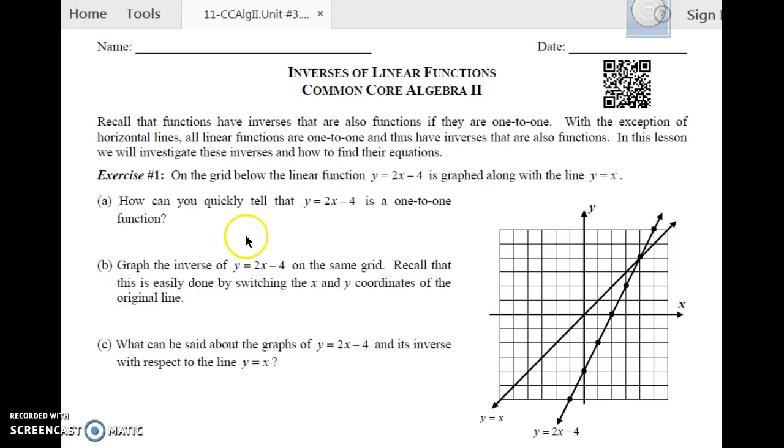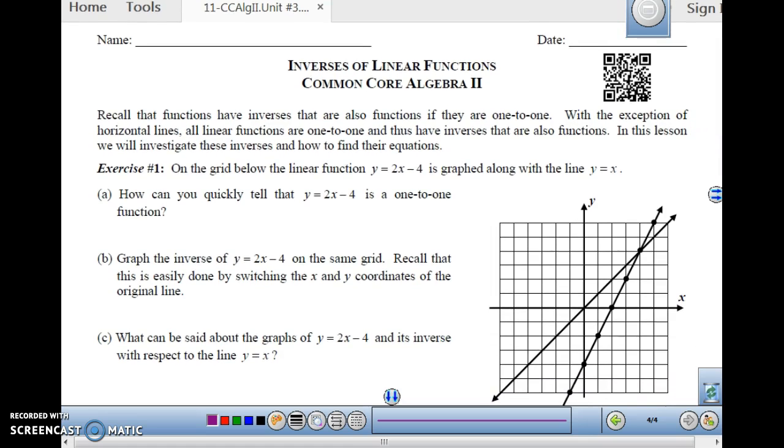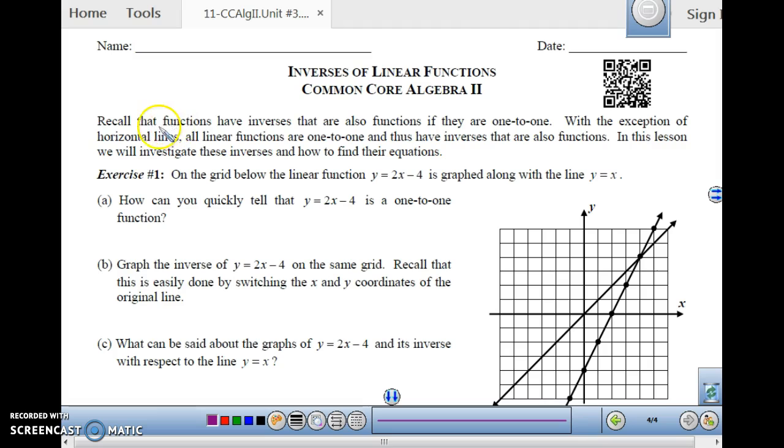This is Algebra 2, Unit 3, Lesson 5 on inverses of linear functions. Now, in a previous lesson, we learned about functions and their inverses. We learned that functions have inverses that are also functions if they are one-to-one. Now remember, one-to-one means for every x there is a unique y. So each x has its own y that is unique.